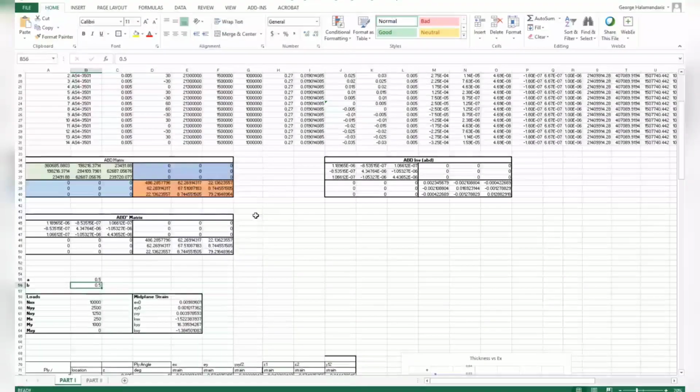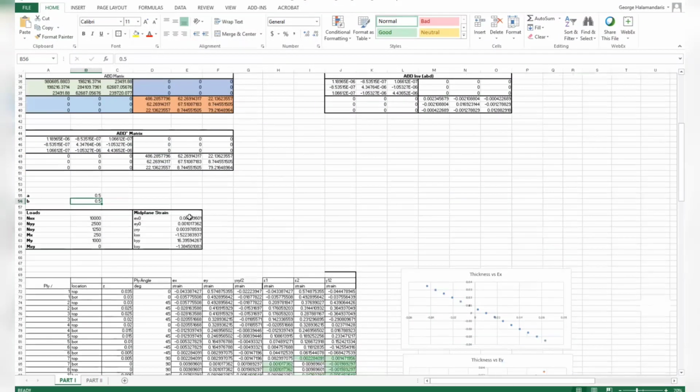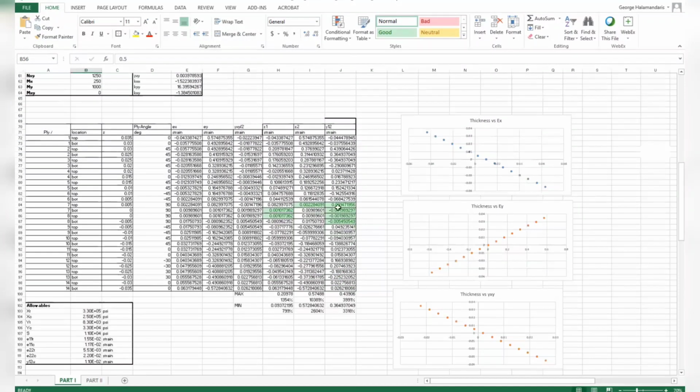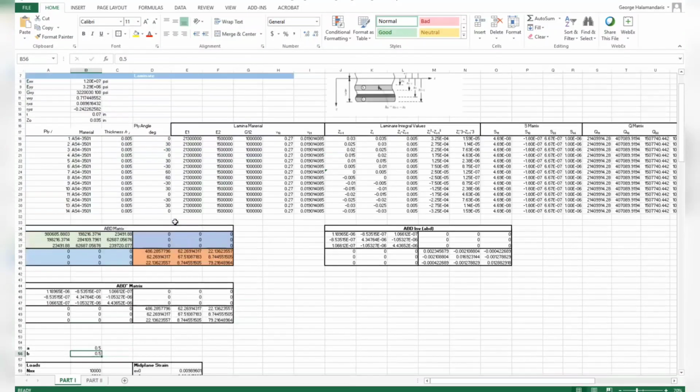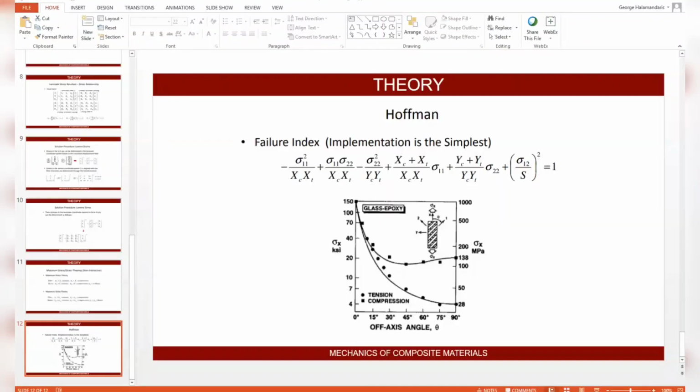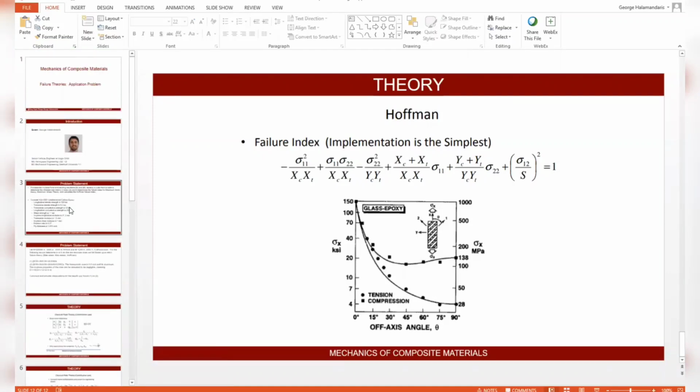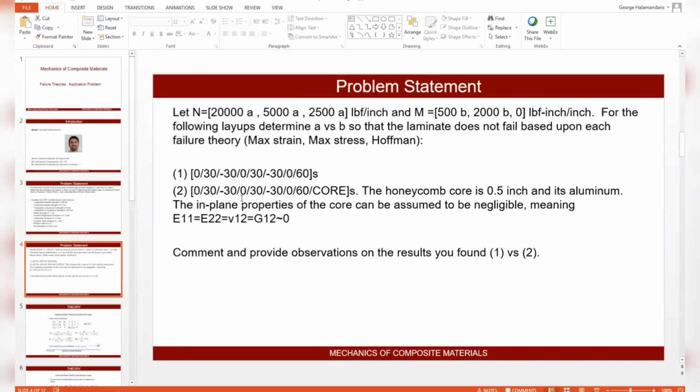And then I think the problem suggested that you plot A versus B for each criteria, or maybe make a table of A versus B to show what the max load for each stress, strain, and Hoffman criteria would pass based on the failure theory. So pretty much there in the problem. I think there's one more part, part B, which is adding a core at the midplane of your layup and observing what results you find from there.